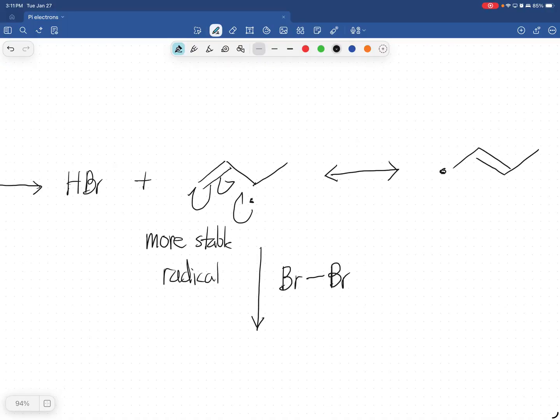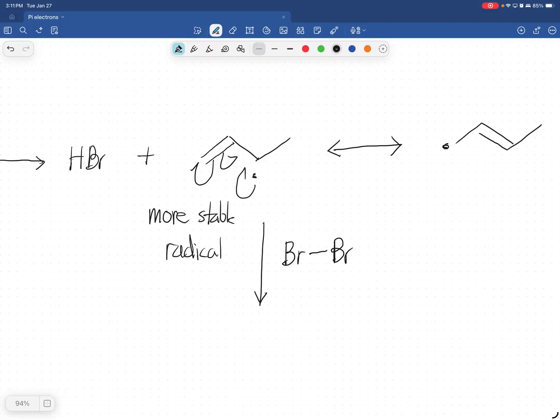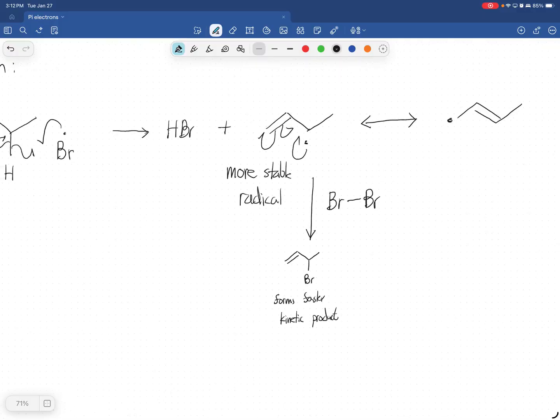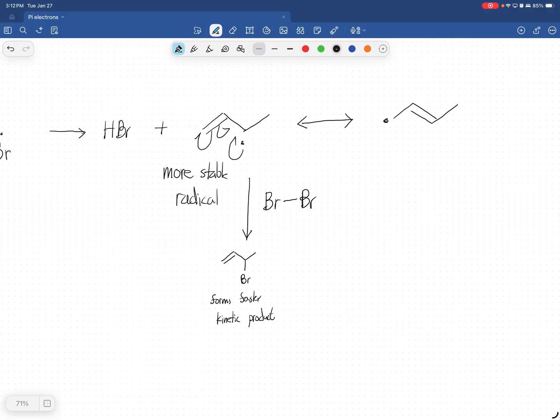Okay, so more stable radical. So in this case, we get the kinetic product. So this forms the fastest. So this product is called the kinetic product. So here, forms faster. So that is our kinetic product. So we got two possibilities here. Okay, so that product, and then we use this radical here. Again, reacting with Br2.